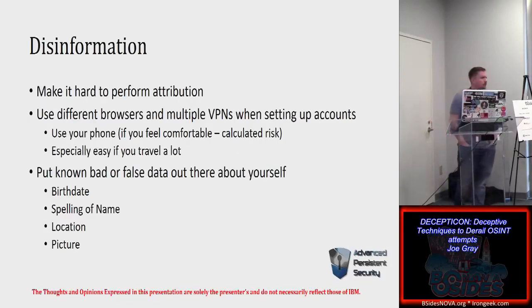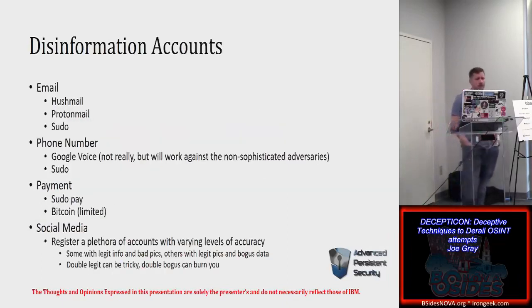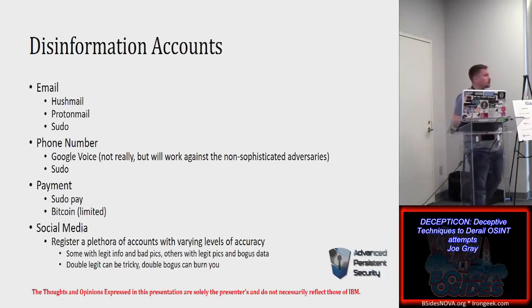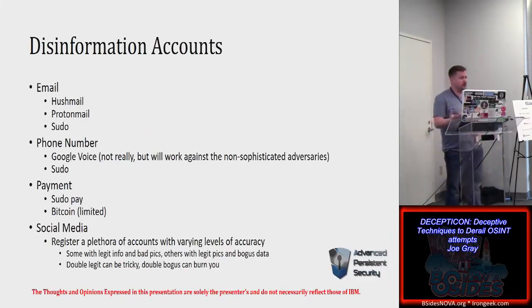Misspell your name. Lie about your location. Don't use your real picture. I don't. For accounts, you can have Hushmail, ProtonMail, Sudo. Sudo is an app you have on your phone. It's not super user do. It's just called Sudo. You actually get a phone number, an email address, and you can use SudoPay for the credit card piece as well.